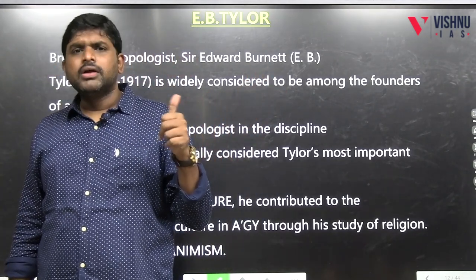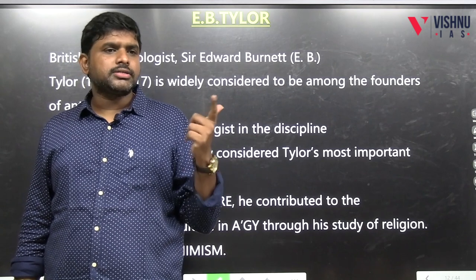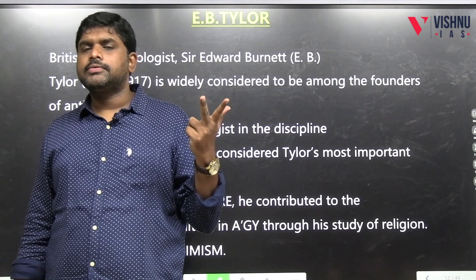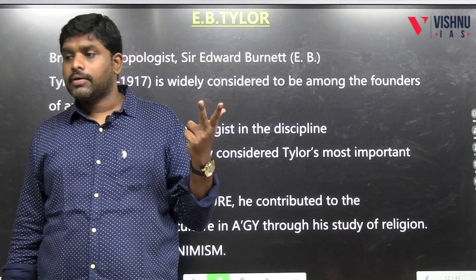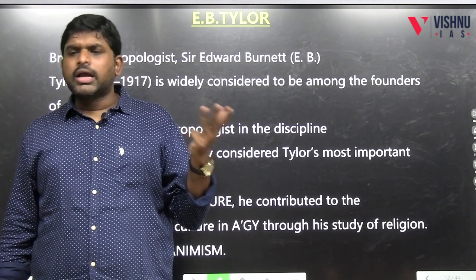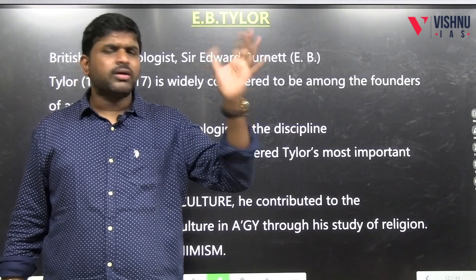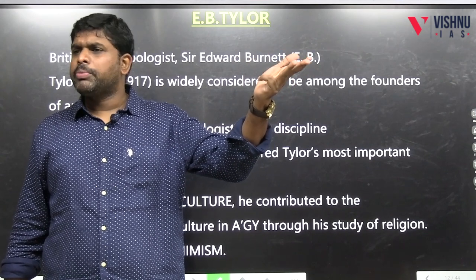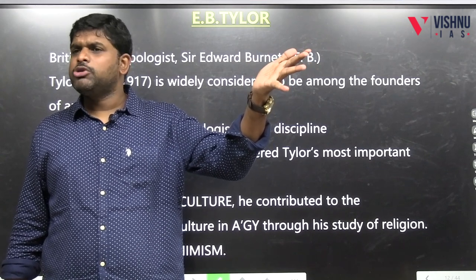Number one, stages but not spontaneous. Number two, racial superiority, psychological. Third, survivals of the past. Next, cultural parallels. One word only we have to remember: culture survival, culture parallels, psychic unity of mankind, racial superiority, psychological myth.